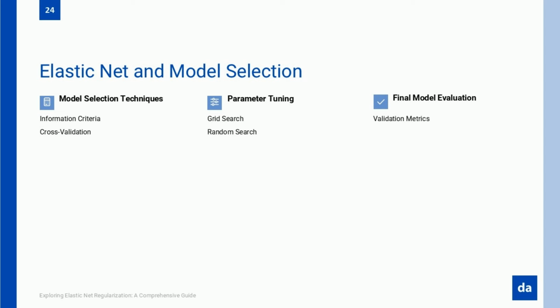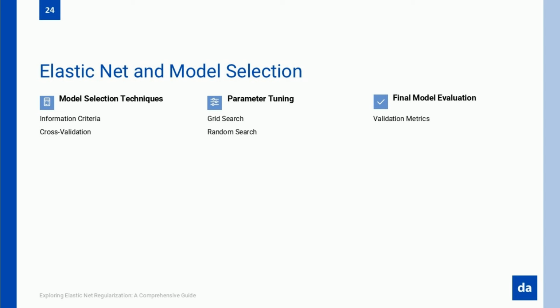For nonlinear relationships, Elastic Net might not be the best option at all. Techniques like decision trees, random forests, or gradient boosting can capture complex interactions and nonlinear patterns better than any linear model. Similarly, if a problem involves unstructured data like images or text, deep learning methods like convolutional neural networks, CNNs, or transformers may outperform Elastic Net.